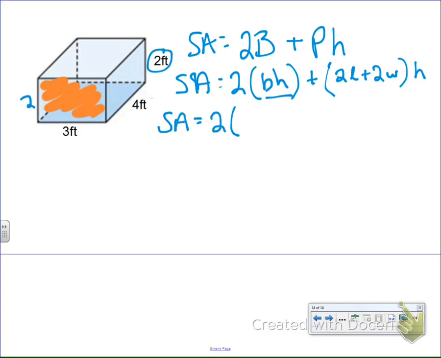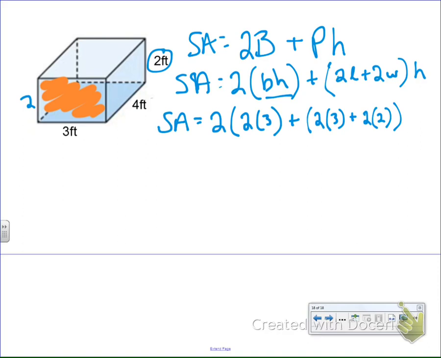I have 2, and I'm looking at, again, this rectangle that I have shaded in orange, and that's going to be 2 times 3, plus, now if I'm looking at the perimeter of the base, the same base, I need 2 times the length, which I'm going to call 2 times 3, plus 2 times the width, which I'm going to say is 2 times 2. And then I need to multiply it by the height.